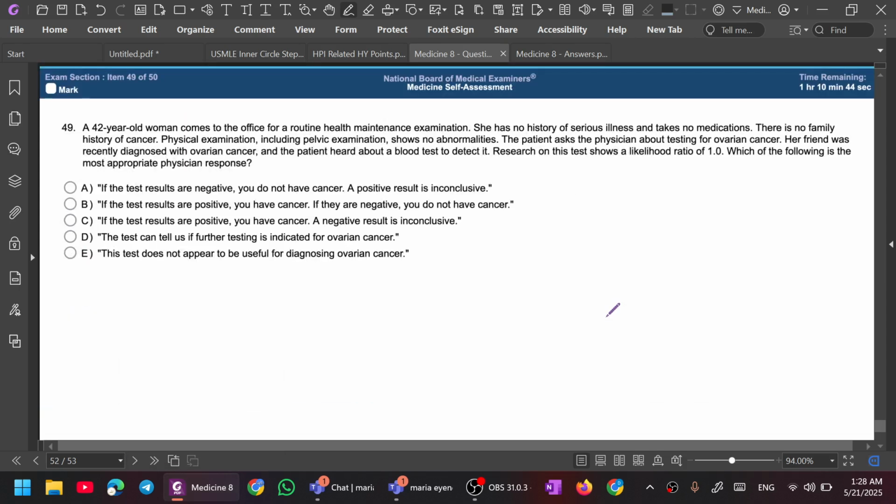Question 49. A 42-year-old woman comes to the office for a routine health maintenance examination. She has no history of serious illness and takes no medication. There is no family history of cancer. Physical examination, including pelvic examination, shows no abnormality. The patient asks the physician about testing for ovarian cancer. Her friend was recently diagnosed with ovarian cancer, and the patient heard about a blood test to detect it. Research on this test shows a likelihood ratio is 1. Which of the following is the most appropriate physician response?